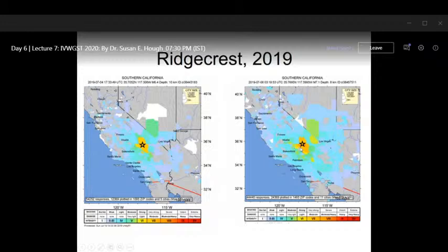This part of California is not too densely populated, but there is this town of Ridgecrest, and the shaking was widely felt. So this is a magnitude 7.1. The town of Ridgecrest is quite close.